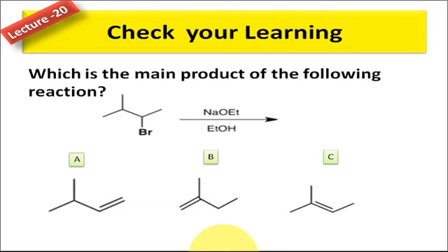Now it is time to check your learning. Look at this reaction here. Which is the main product of the following reaction? This is a kind of elimination reaction, a 1,2 elimination reaction. In this reaction, this is the alpha carbon atom and the beta carbon atom may be this beta, maybe this beta. So which would be the major product in this reaction? Think about this question.